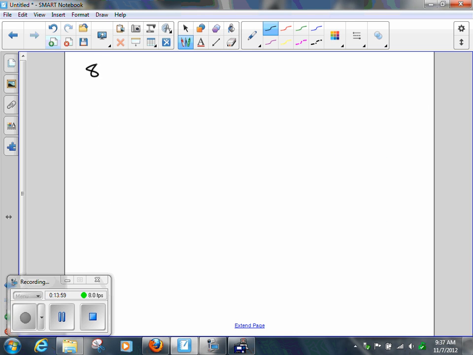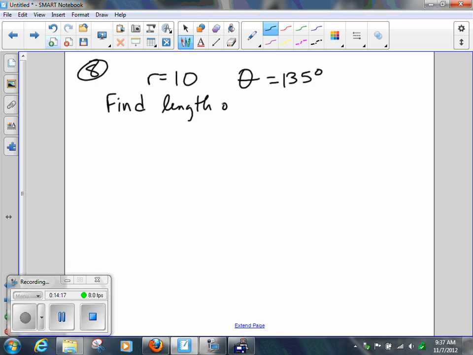Somebody said number 8, I think. Find the length of the arc if the radius is 10 and the angle theta is 135 degrees. And it said find the length of the arc. Folks, what formula are you going to use? S equals theta r. Okay? Do I have to do any kind of conversion before I start throwing numbers into that formula? Why?